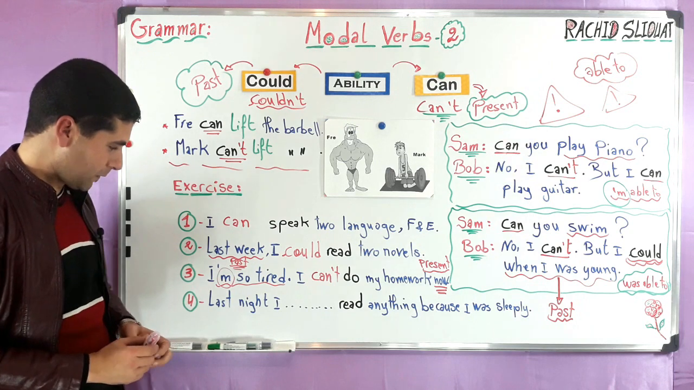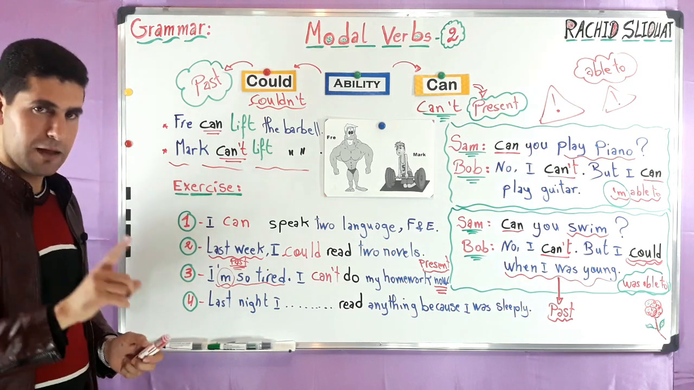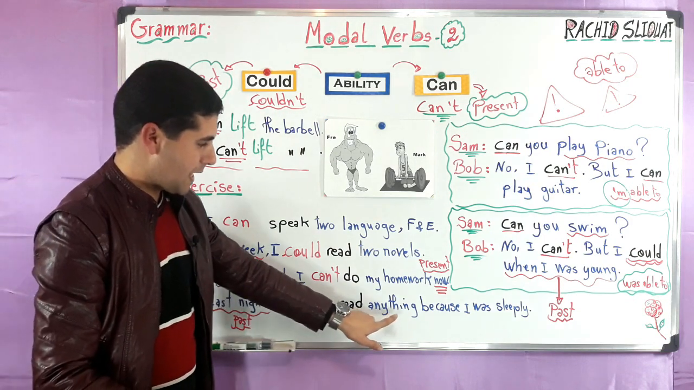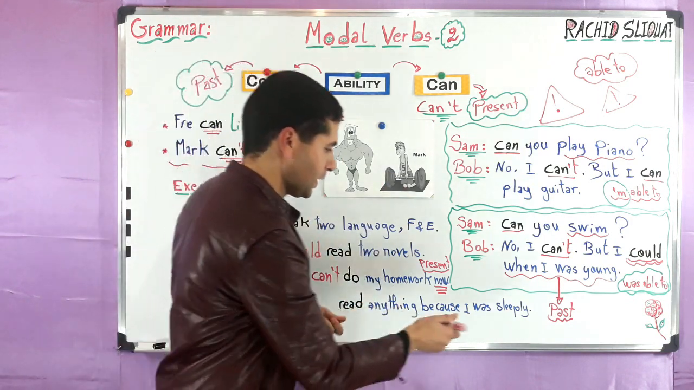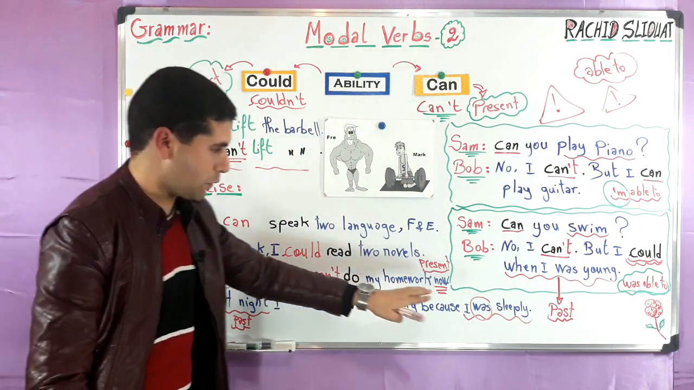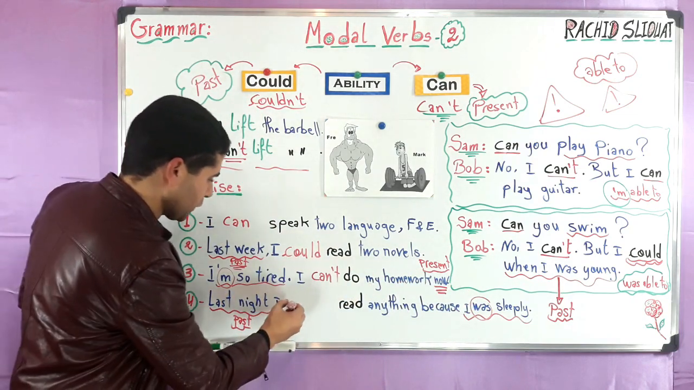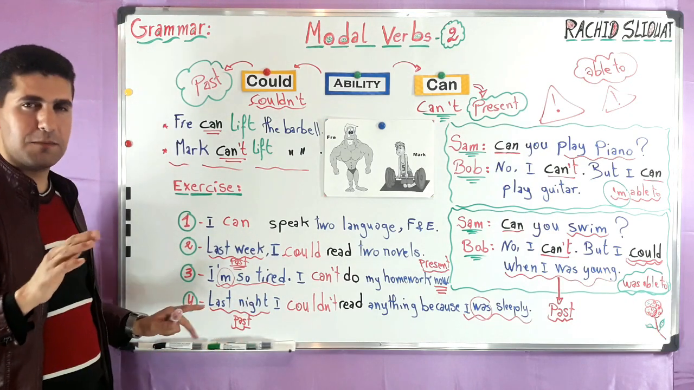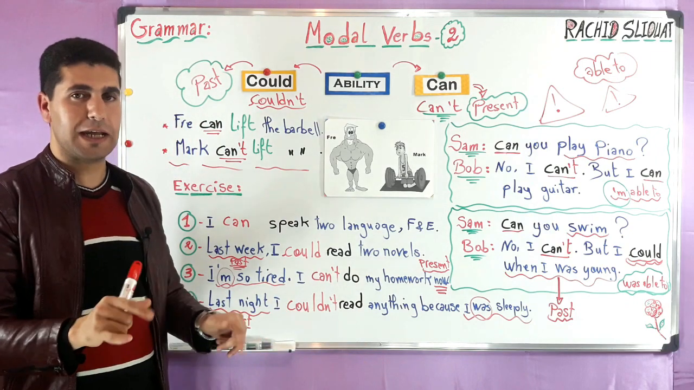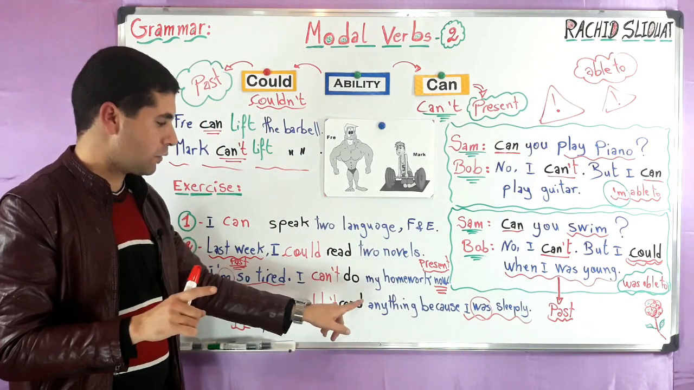All right, number four: last night I read anything because I was sleepy. Last night has to do with the past, and I was sleepy is the verb to be in the past. As long as we are concerned with the past, we need could or couldn't. So here we need couldn't. Why couldn't I read anything last night? Very simply because I was sleepy. If you are sleepy, you can't read anything. Last night I was sleepy, so I couldn't read anything.